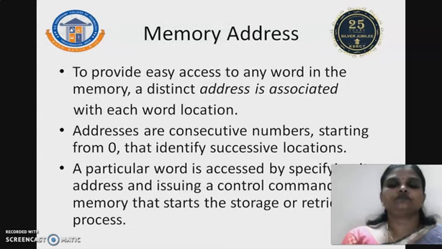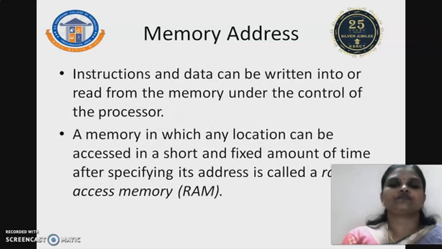To provide easy access to any word in the memory, a distinct address is associated with each word location. Addresses are consecutive numbers starting from 0 that identify successive locations. A particular word is accessed by specifying the address and issuing a control command, and the memory starts the storage or the retrieval process. The storage or retrieval process over a memory is initiated by the control unit.